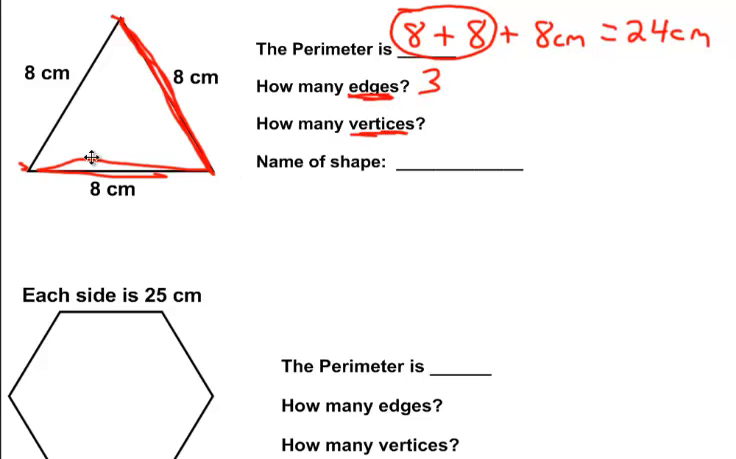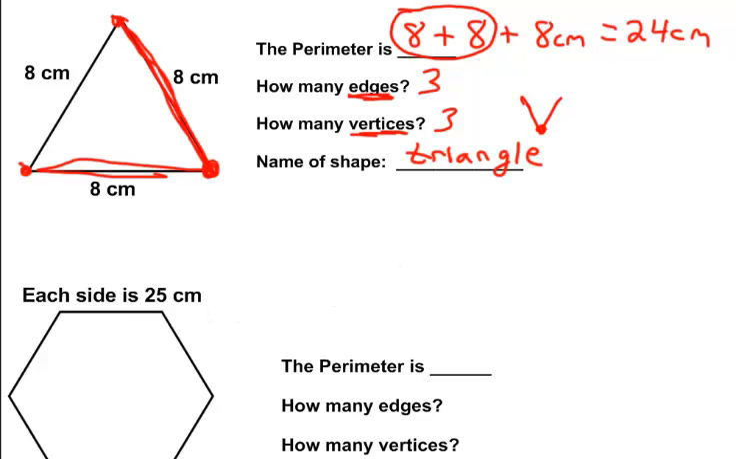And vertices, now look, vertices here. Vertices are just the pointy areas. You know, that's a pointy area, pointy area, pointy area. We have 3 of them. And here's a good way to remember what vertices are. Vertice starts with the letter V, and the bottom of V is very pointy. So vertices are pointy parts of a shape. And the name of the shape, of course, is a triangle. So we write triangle in the space.